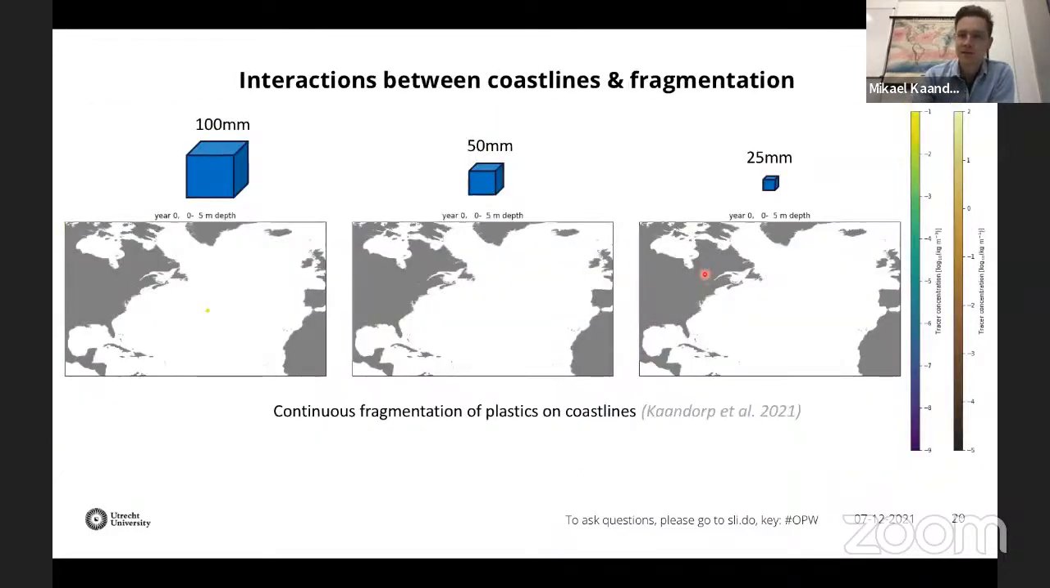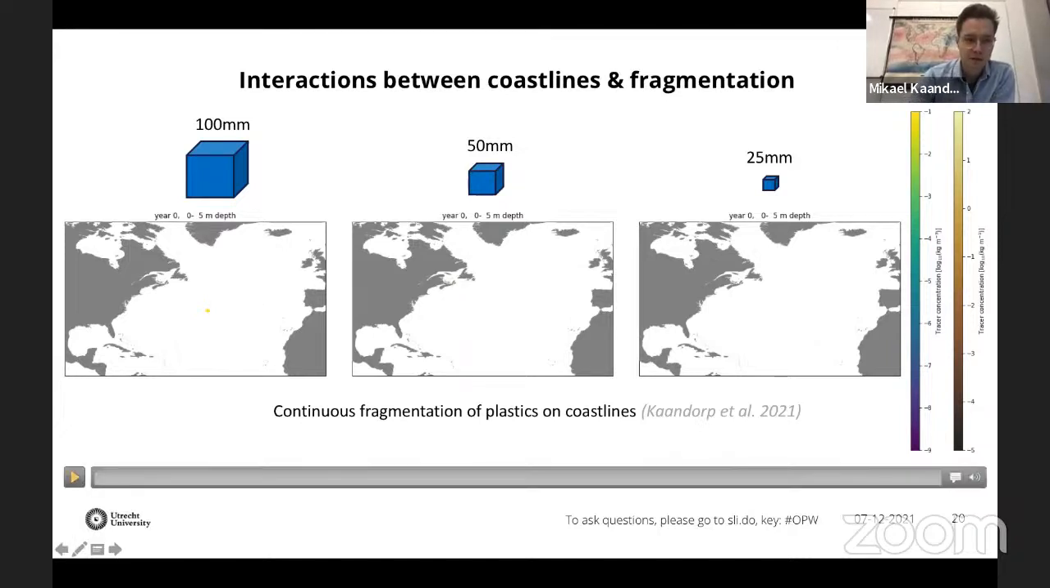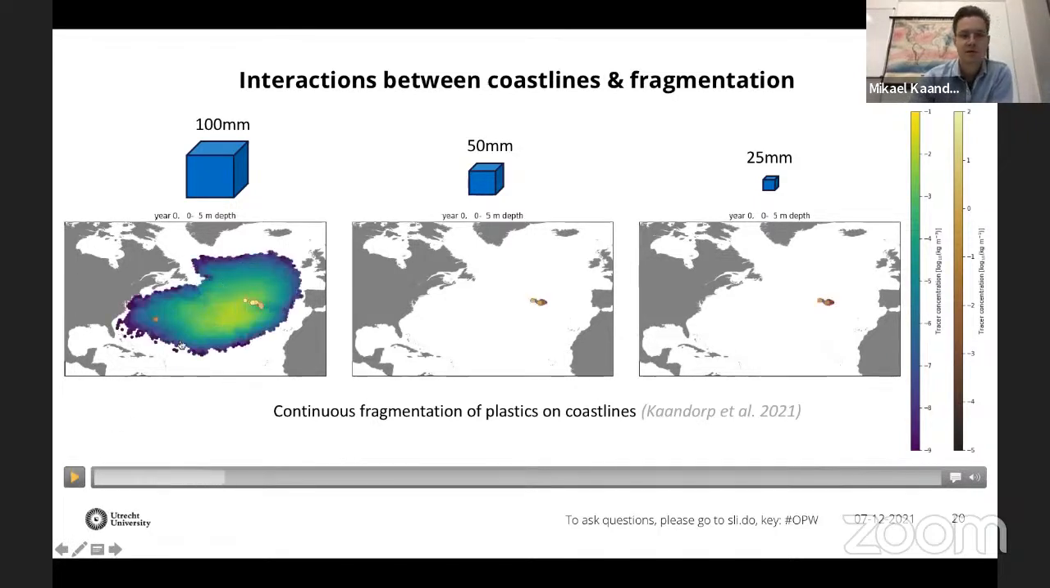What I think is really nice about this model is that we can also play around with interactions between beaching, fragmentation, and resuspension of plastics. So in this case, I will show you what happens if we release some big plastic particles in the middle of the Atlantic. Over time, you will see that these particles start beaching, fragmenting, and resuspending back into the ocean. So let's take a look at this animation. These particles start spreading out through the ocean. And at some point, you will see that these particles have beached here in the Azores in this case.